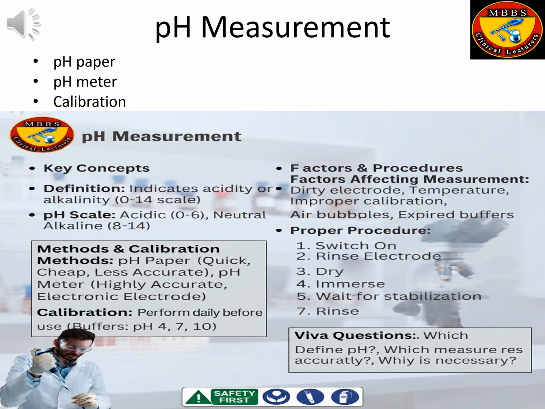Methods of measuring pH. 1. pH paper. A strip of indicator paper changes color depending on the pH of the solution.